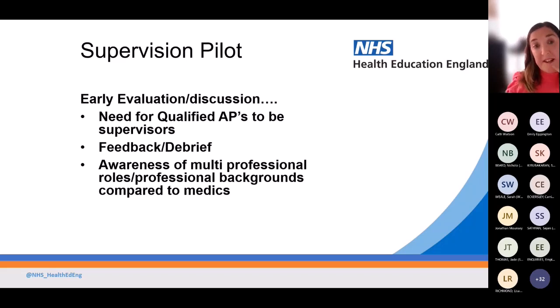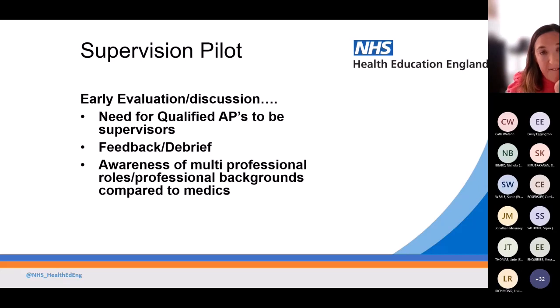London had medics on their courses as well, which we didn't in the Midlands. We stuck to just qualified advanced practitioners. So I think it's going to be quite interesting to see what the evaluation comes out with between the two groups.